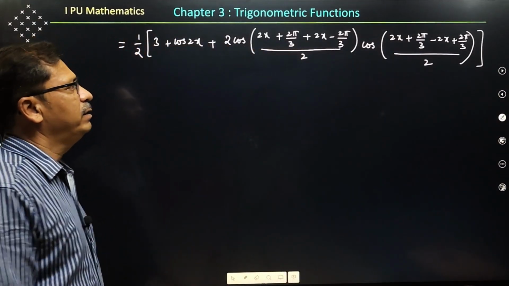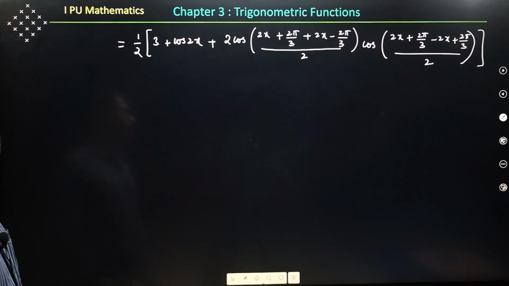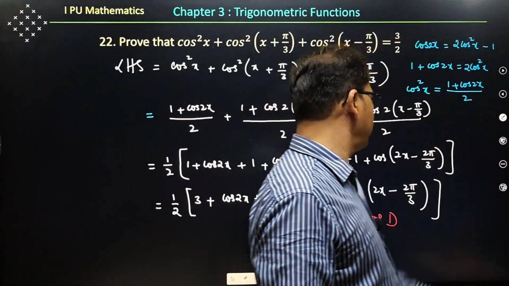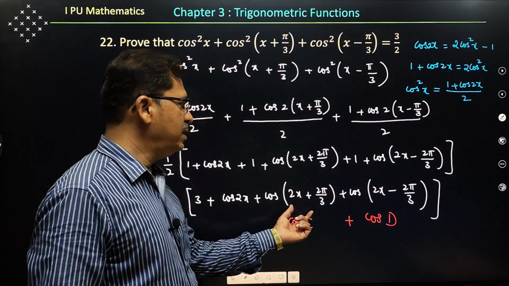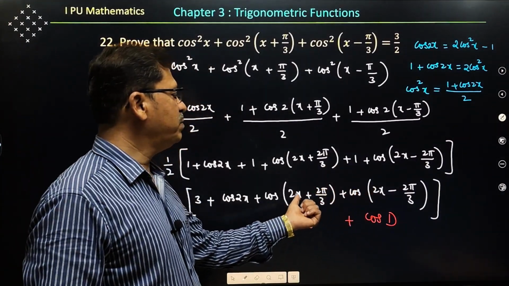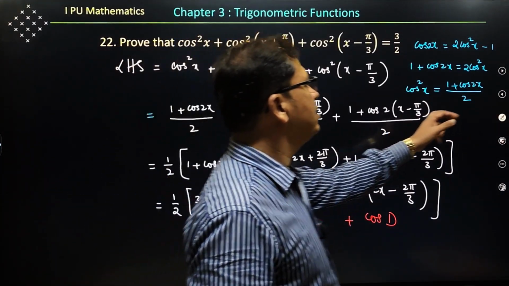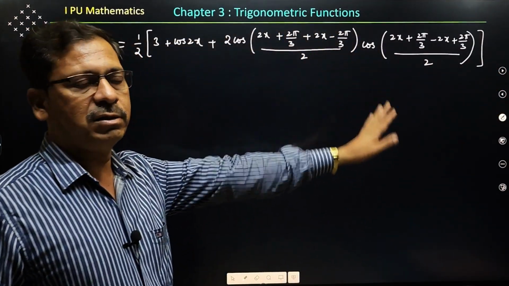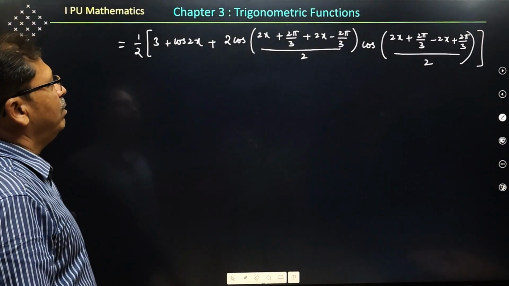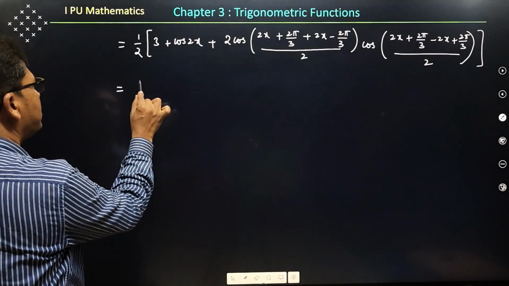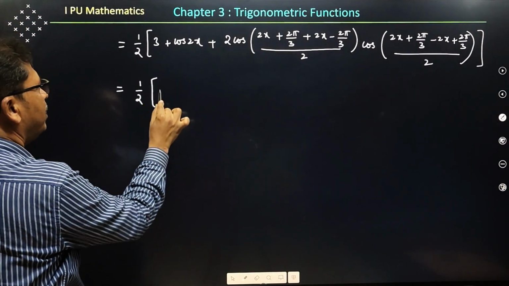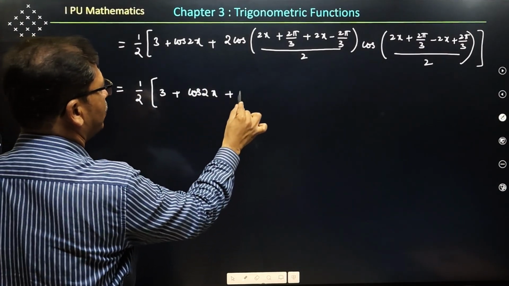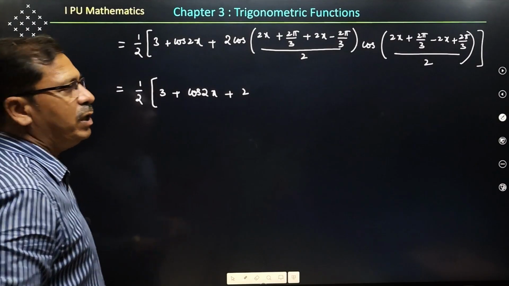A very interesting aspect here: I have applied the cos c plus cos d formula for this. See, c plus d, 2x plus pi by 3 plus 2x minus pi by 3, that's what I have written. Next, c minus d. The 1 by 2 you write outside as it is. 3 plus cos 2x. Next 2 into, see what happens.